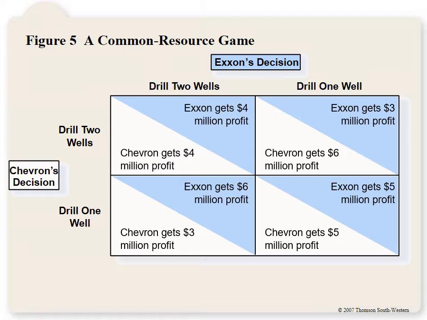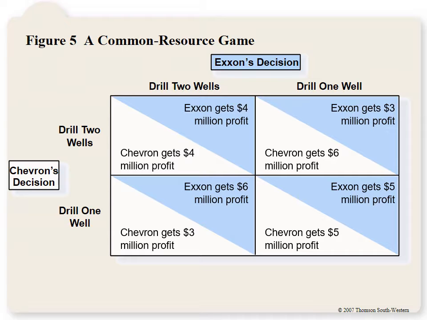All right, let's take a look at it. What should Chevron do regardless of what Exxon does? Well, let's start with if Exxon decides, so in the blue triangles there, if Exxon decides to drill 2 wells. So what does that tell you? That means ignore that right-hand column, right? We're not looking at rows right now, we're looking at columns. Ignore the entire right-hand column, we're just looking at the left-hand squares.